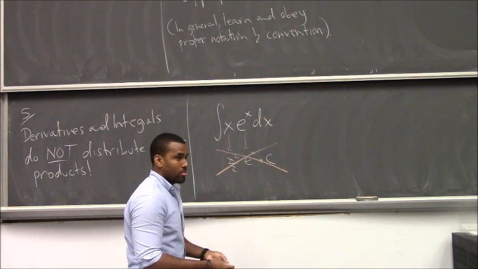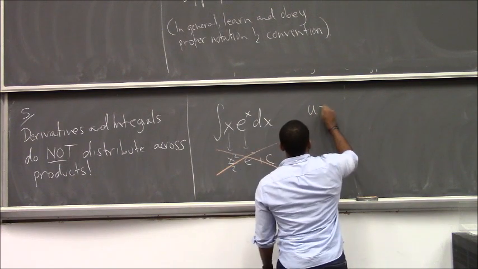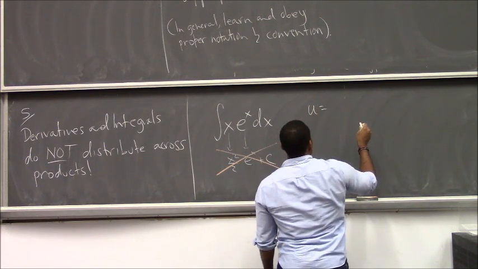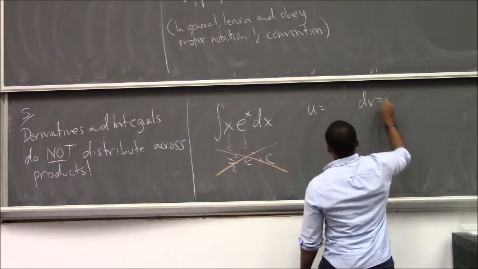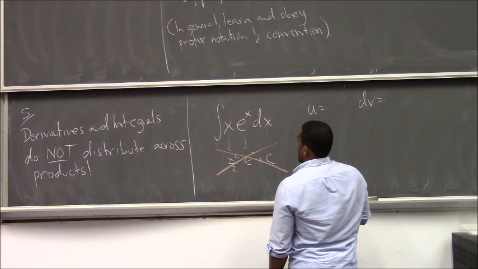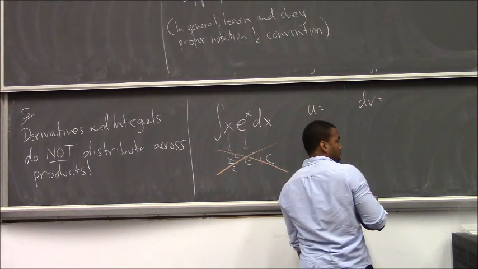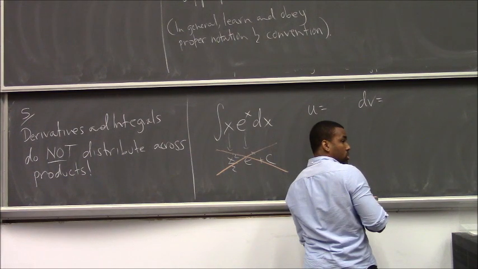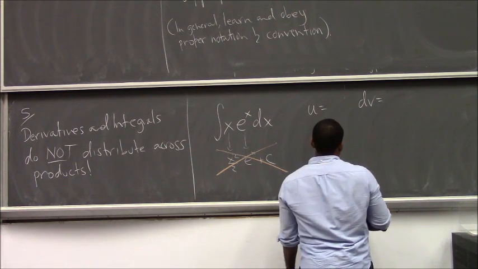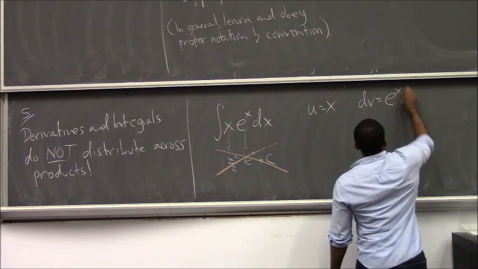Make a u and a v, or du and dv. Who's the u, who's the dv? How do we choose? Why? How do you choose? Well, u would be x, so du would equal 1, and dv would be e to the x dx.